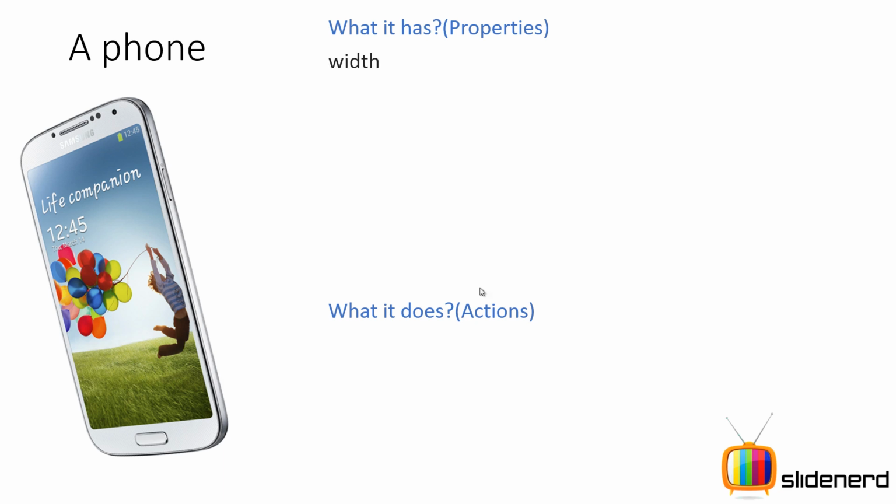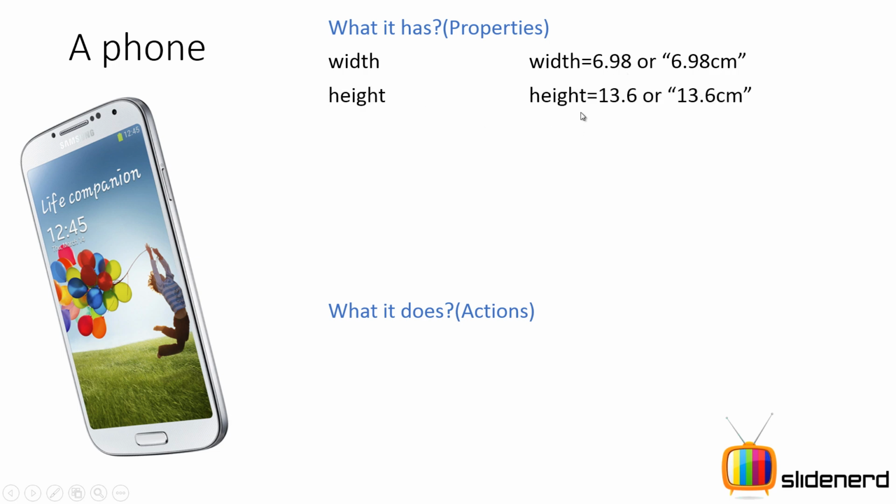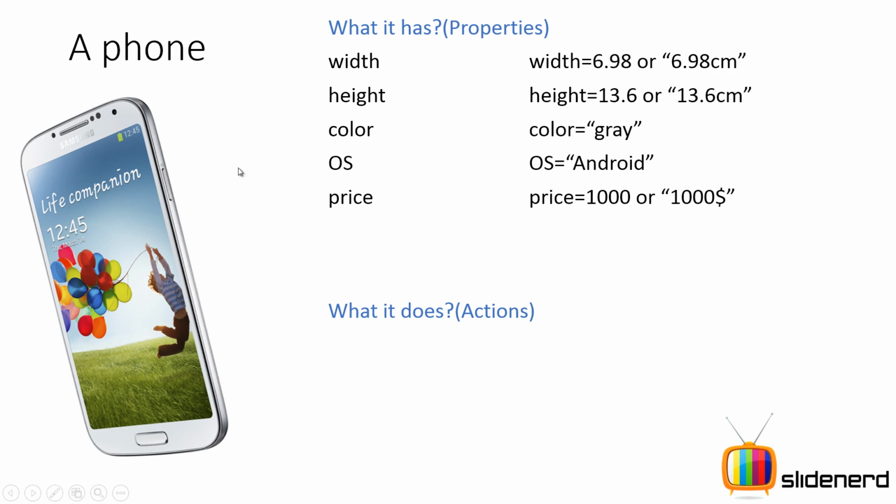So again, if you see, your phone has some width that you can clearly see out here. Some height, you can say something like width equals to 6.98 centimeters. Some height, which can be something like 13.6 centimeters. Some color, which is gray in this case, which I can say as color equals to gray. OS, Android, price, something like $1,000. Brand, Samsung, weight, some 130 grams.